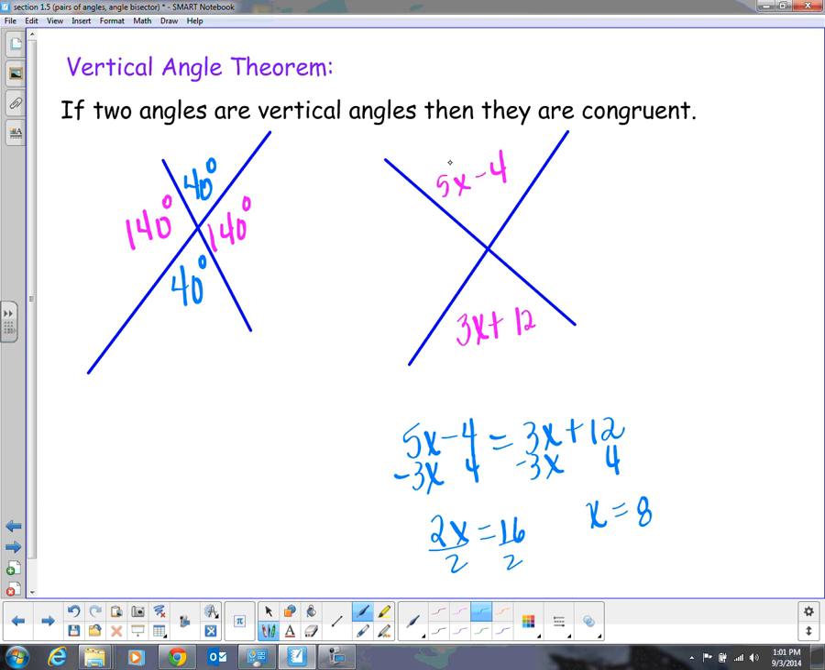So if I want to know what this angle is, I put in 8. 5 times 8 is 40. 40 minus 4 is 36. If I were to put 8 here, I'm going to get 24. 24 plus 12 is 36. And they should be equal.